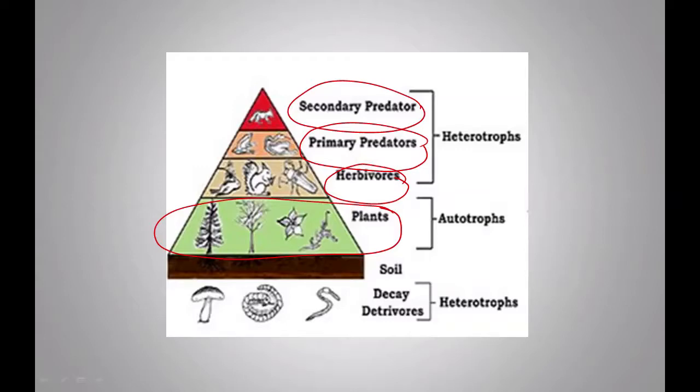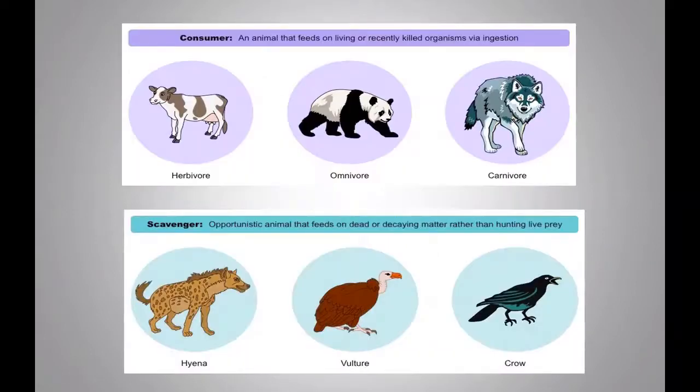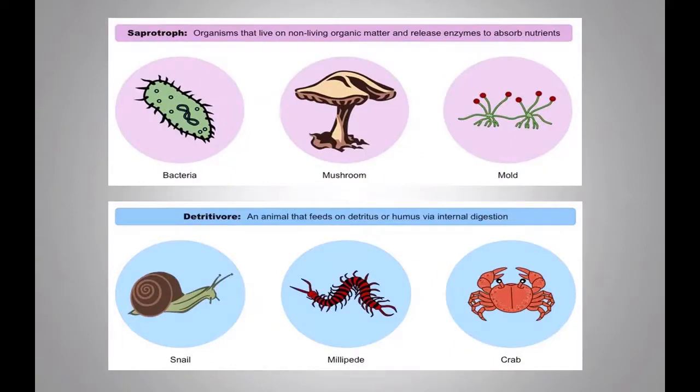Another class is there, which is decomposers. They feed on dead and decaying matter. Now here is the example of different types of consumers and scavengers. Here you can see herbivorous, omnivorous, and carnivorous are consumers, whereas hyena, vulture, and crow come under scavengers. And in this figure you will see bacteria and mushroom are saprotrophs, and snail, millipede, and crab are detritivores.